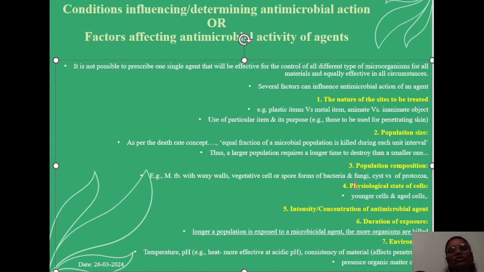Next, the physiological state of the organism. Now, when we think of the state of growth, if organisms are in their tender age group, or if they are younger cells, they are more easily destroyed by exposure to any physical or chemical agent. But aged or old cells have acquired some mechanisms during their lifespan, and they cannot be easily destroyed by the agent. So younger cells are easily destroyed as compared to aged or old cells.